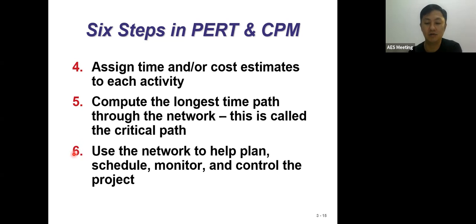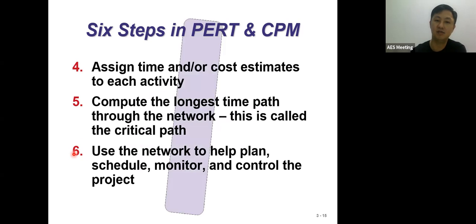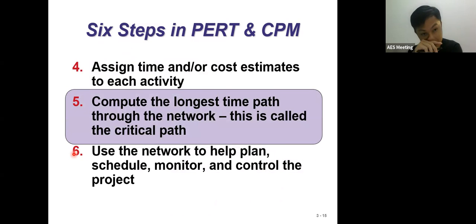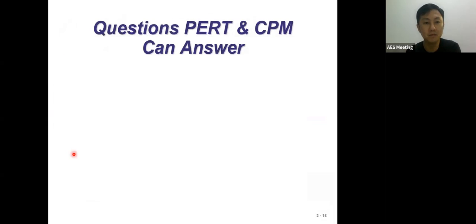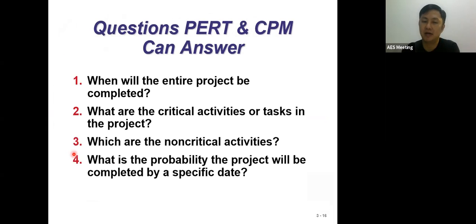For your understanding, among all 6 steps, the most important is number 5, because step number 5 gives you the understanding throughout the network. We call it the critical path. This critical path gives you very important information about the longest path in the project. So it is very important that you know what is meant by the longest time path through the network. We'll show you by examples. There will always be questions asked for the CPM analysis, and all of these can be answered.